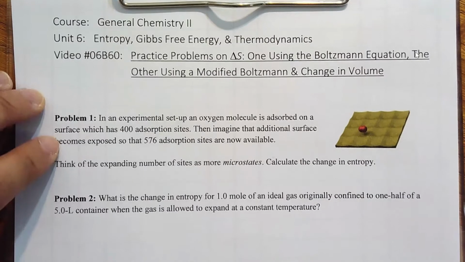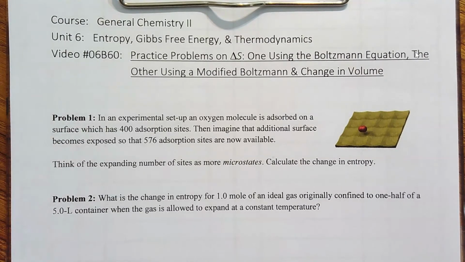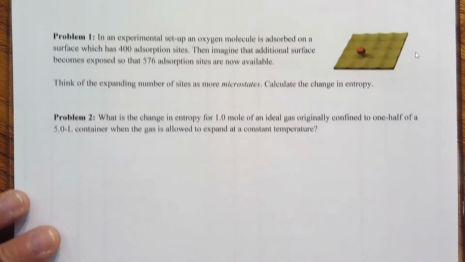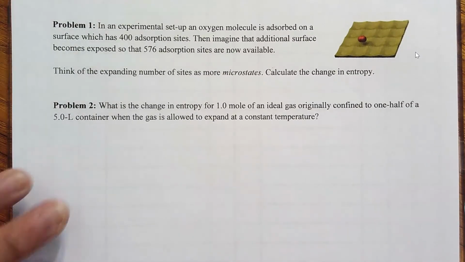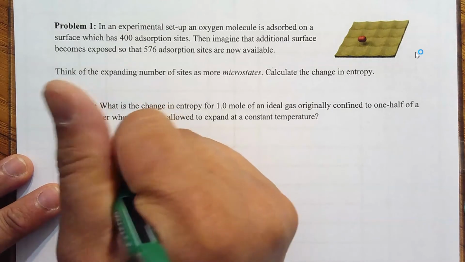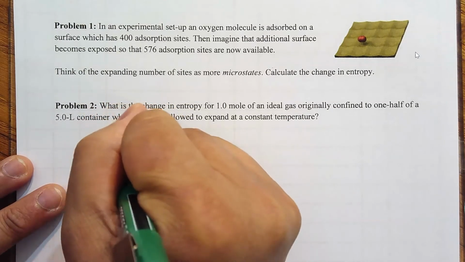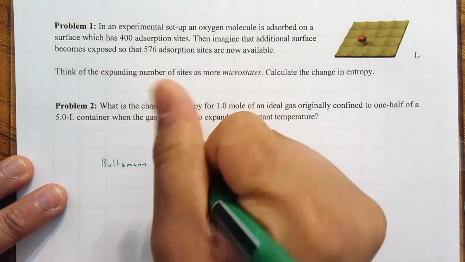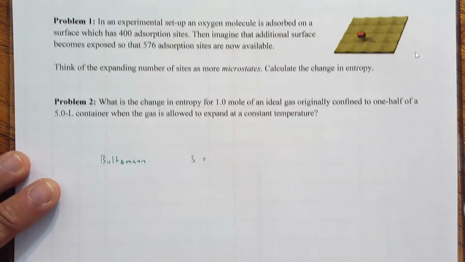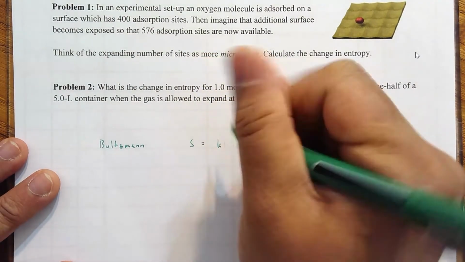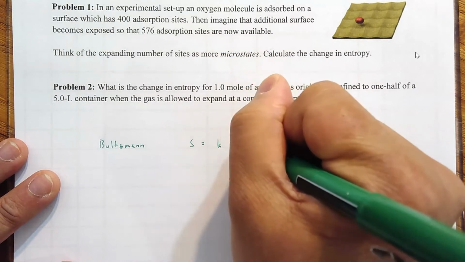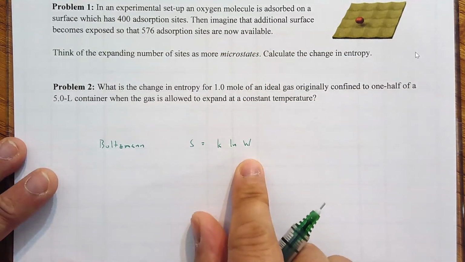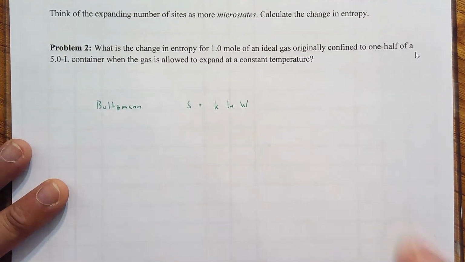Okay, let's jot down the Boltzmann equation first and remind ourselves what each term means. The Boltzmann equation is S equals k, the Boltzmann constant, ln of W, which we'll think of later as the number of microstates.